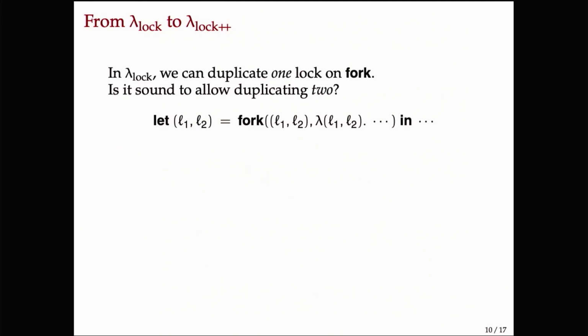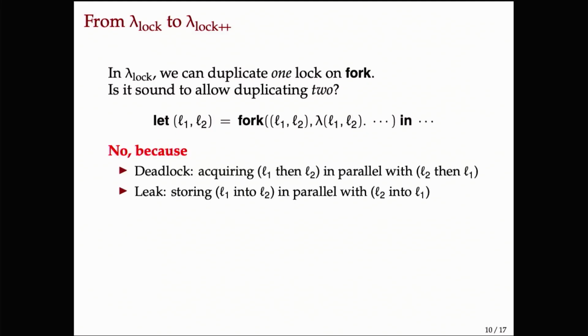So we have seen that in this language, we can duplicate one lock on fork. So would it be possible to allow duplicating two? Here we imagine some API where we put a tuple into the fork and we get two locks in both sides. Well, as we have seen, that's not safe, because the main thread and the child thread could acquire them in a different order and create a deadlock, or they could store them into each other and create a reference cycle.